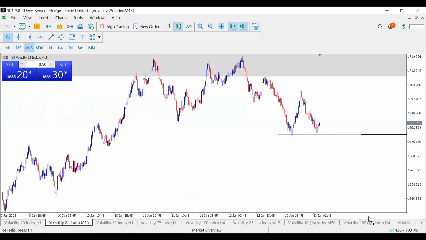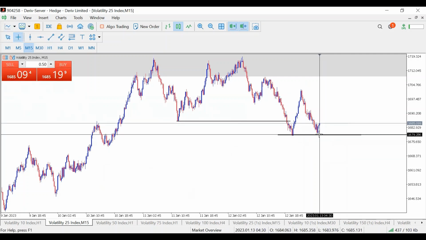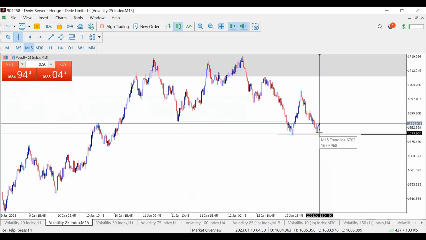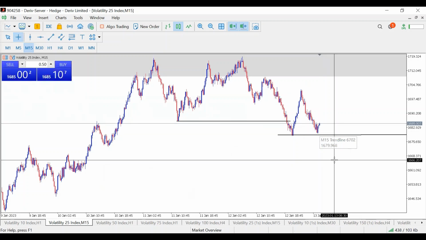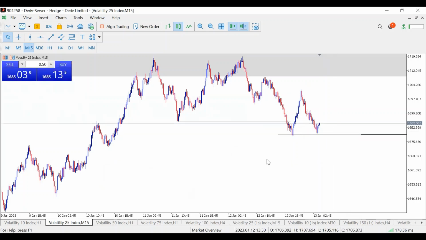It's in the morning, it's Friday. Yeah, so I'm going to wait for the market to play out like this, and then we're going to trade. We're going to follow the market. We're not going to predict and trade before it gives us all the signs that we need.